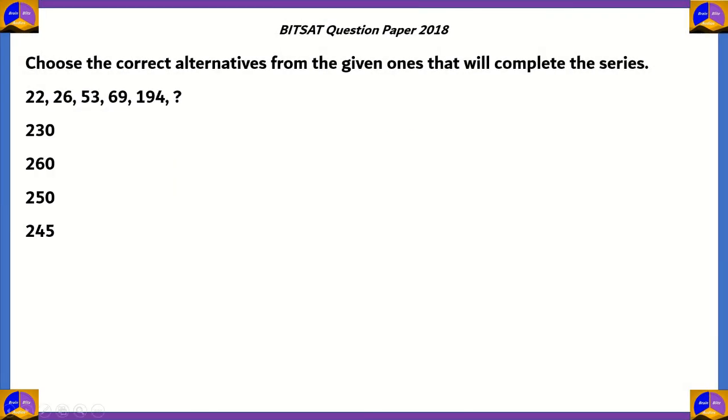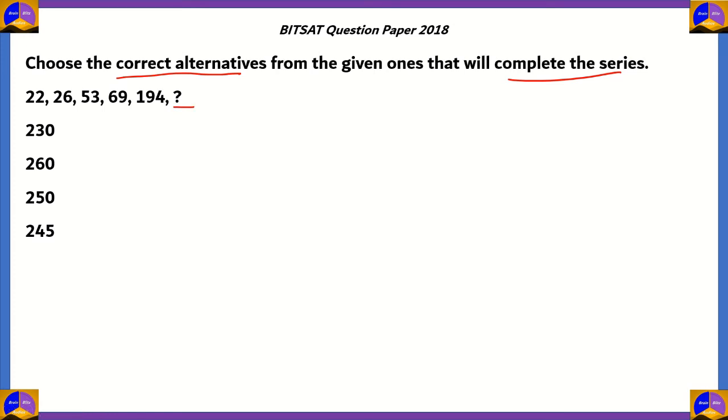Let's look at another question. Choose the correct alternatives from the given ones that will complete the series. This one is a number series: 22, 26, 53, 69, 194. We find the next number. So, how do we find the next number?